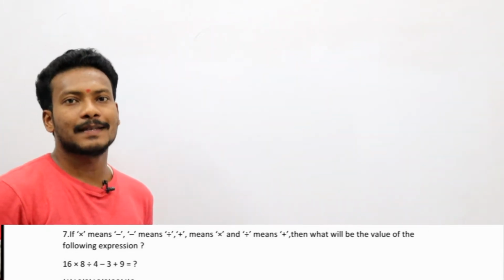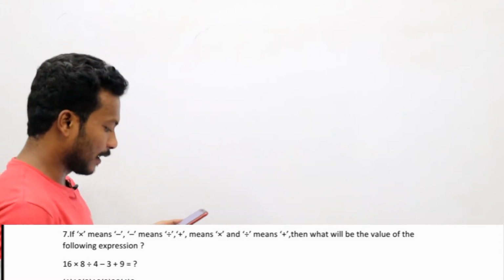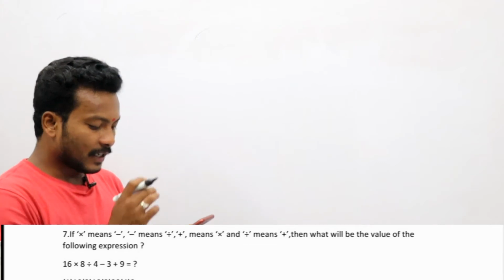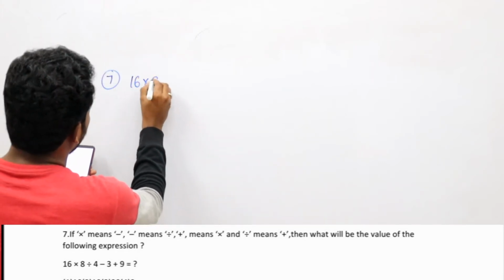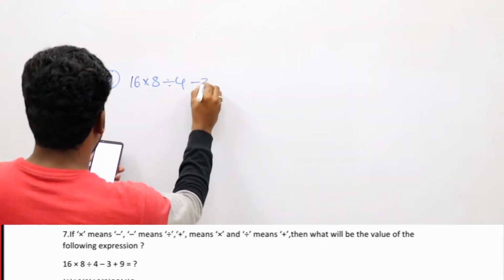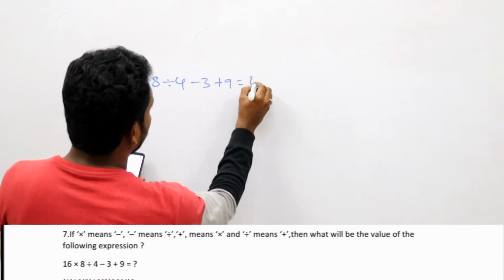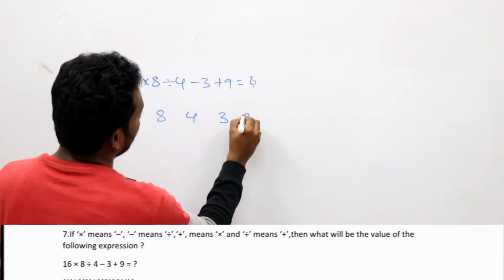Now move to the seventh question. Next, the following expression, again asking for a substitution: 16 into 8 divided by 4 minus 3 plus 9 is equal to what? I am writing 16 8 4 3 9.